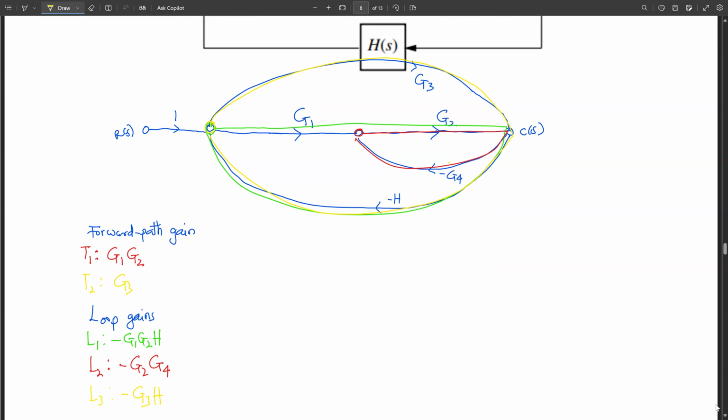Let's see. I've done this right here. Follow this, I come back here, but I don't end up on the same node, so it doesn't qualify to be a loop.